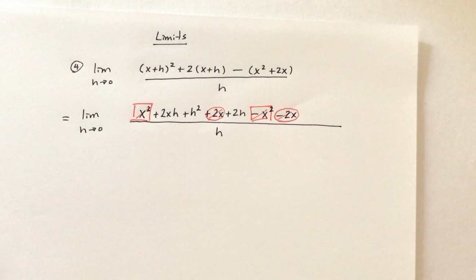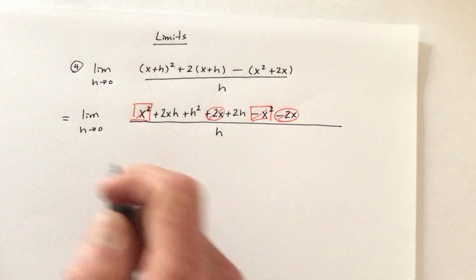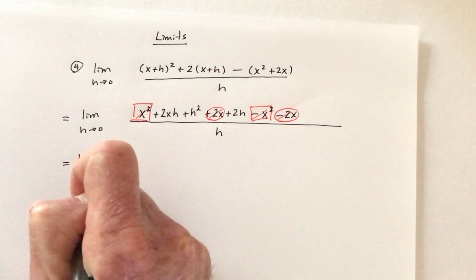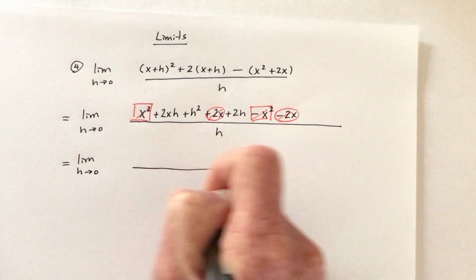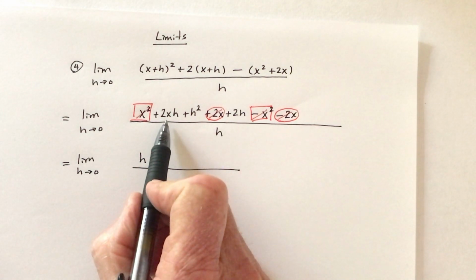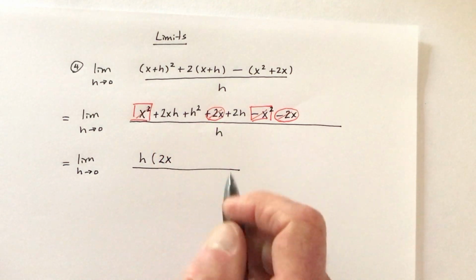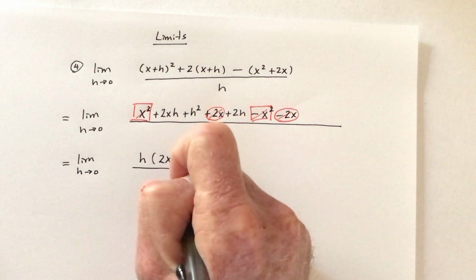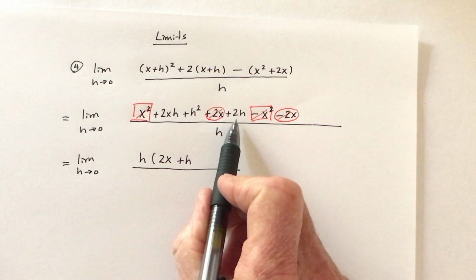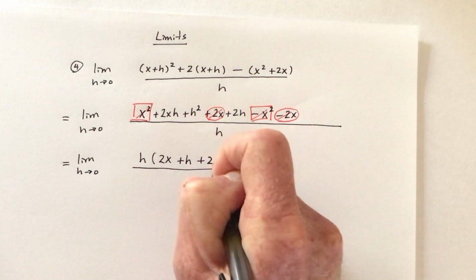And then with all of the terms that are left, this has an h, and this has an h, and this has an h. So what I'm going to do is factor out an h on the top. So factor out an h. This would just become a 2x, since I factored out its h. This would become just plus h. And then this would become plus a 2, because I factored out the h.